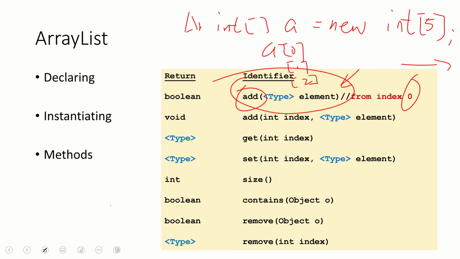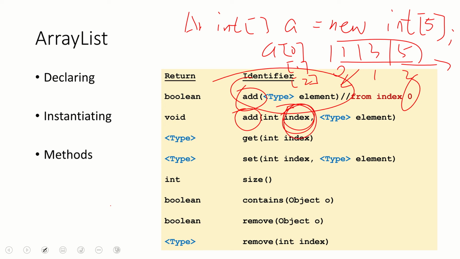Another one is add with index. This helps you add one more element based on the index. For example, you already have an array list: 1, 3, 5, so index 0, 1, 2. Based on the index, you can add into there. If at index 1 you want to put 4, you just go over there and change it to 4.